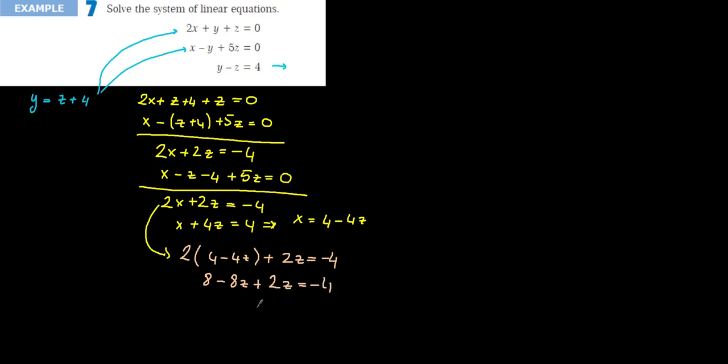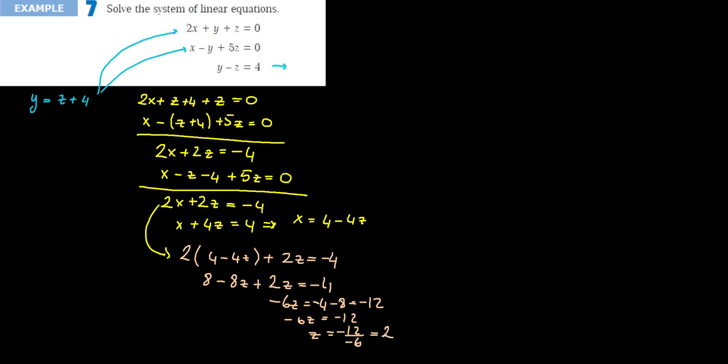That gives 8 minus 8z plus 2z is equal to minus 4. Here, when I add, minus 8 plus 2 is minus 6z. And when you send the 8 to the other side, it is going to be minus 4 minus 8, which is equal to minus 12. Which means that minus 6z is equal to minus 12. z is equal to minus 12 over minus 6, that's equal to 2.